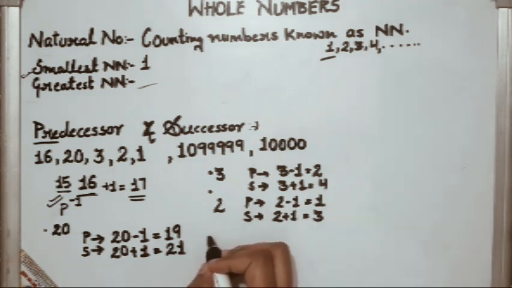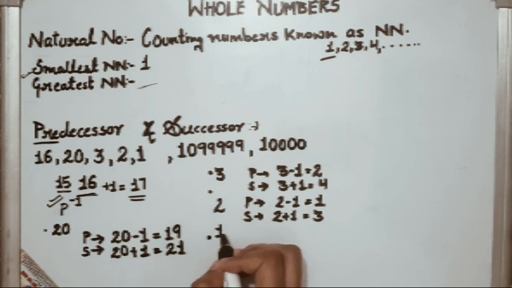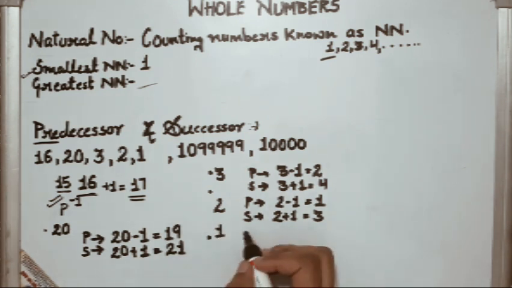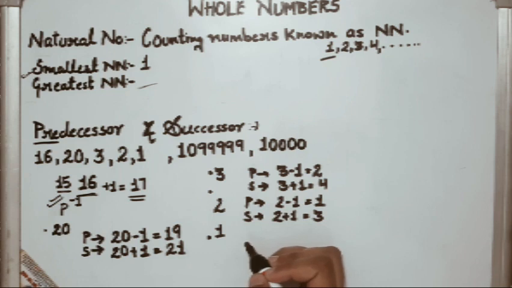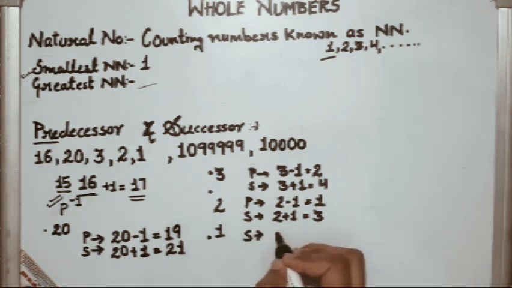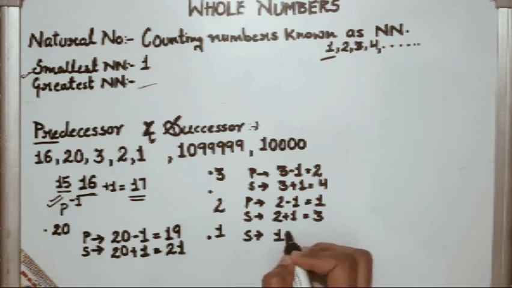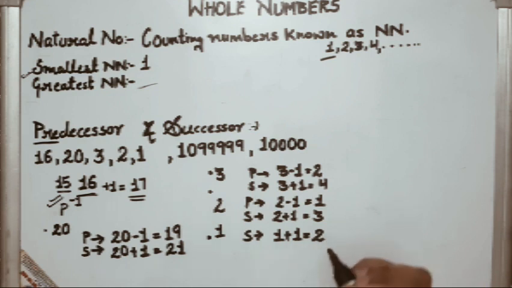Now let's take the example of 1, and it may be tricky for you. Let's see. Firstly let's calculate its successor. Successor means add 1 to the given number. The given number is 1 and we will add 1 to it, you get 2. Now what about its predecessor?